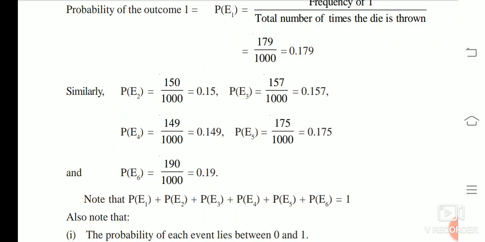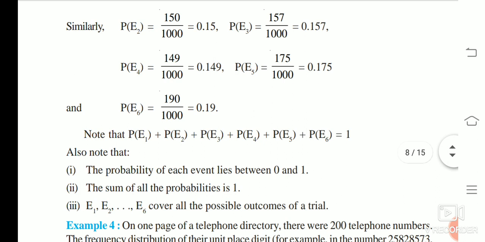Now note that add all the probabilities, that is probability of first event E1 plus probability of E2 plus probability of E3 plus probability of E4 plus probability of E5 plus probability of E6 is 1. Summation, add all the decimal values, you can write the value 1. So the total probability is 1.